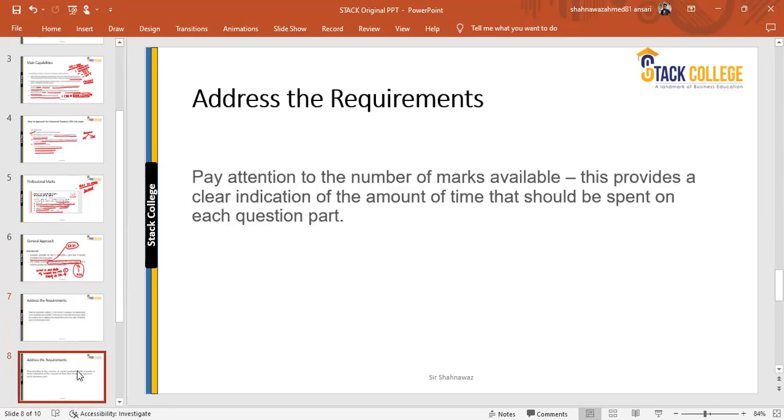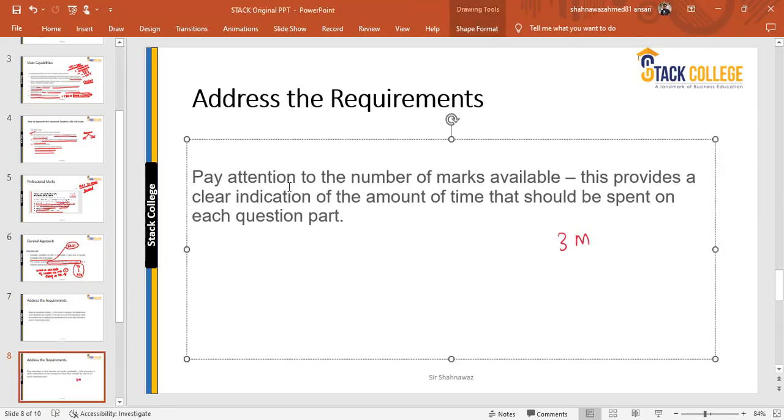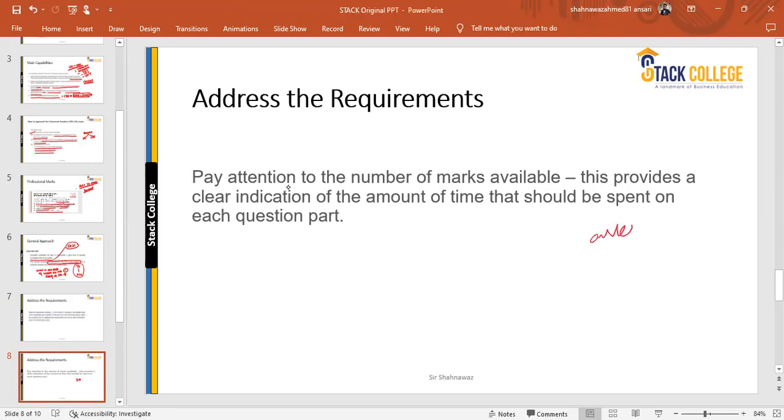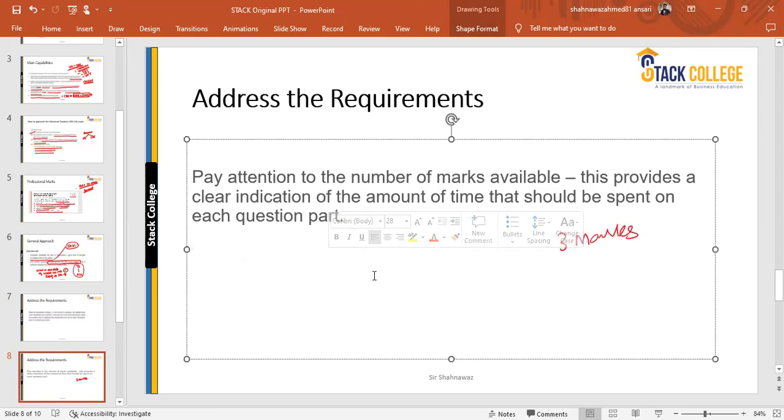Similarly, always look towards the marks available. For example, if a part question has only 3 marks, suppose the examiner is giving you 3 marks only, that means you don't need to write much. And if a question comprises 10 to 12 marks, then it means lots of information is needed. So you look at the requirement of the question and you look at the marks available, and accordingly you have to write. And you have to write precisely up to the requirement. You don't need to write excessively, or write unnecessary words and unnecessary knowledge. Always write what has been asked in the question. That is the best strategy.